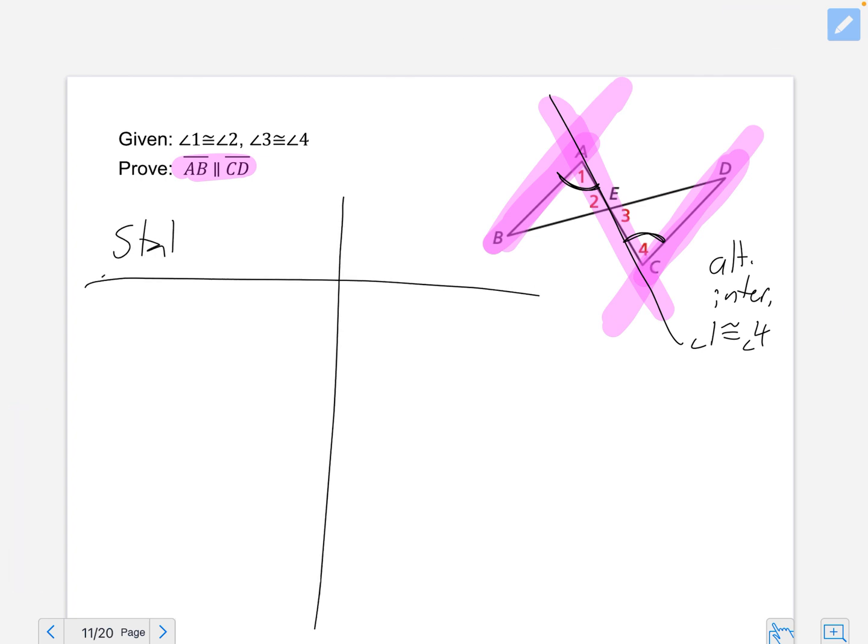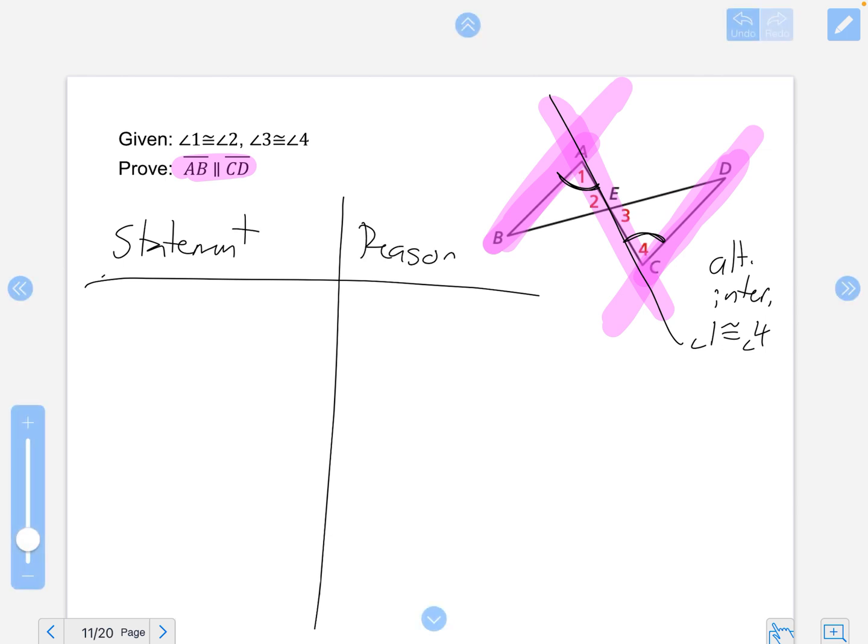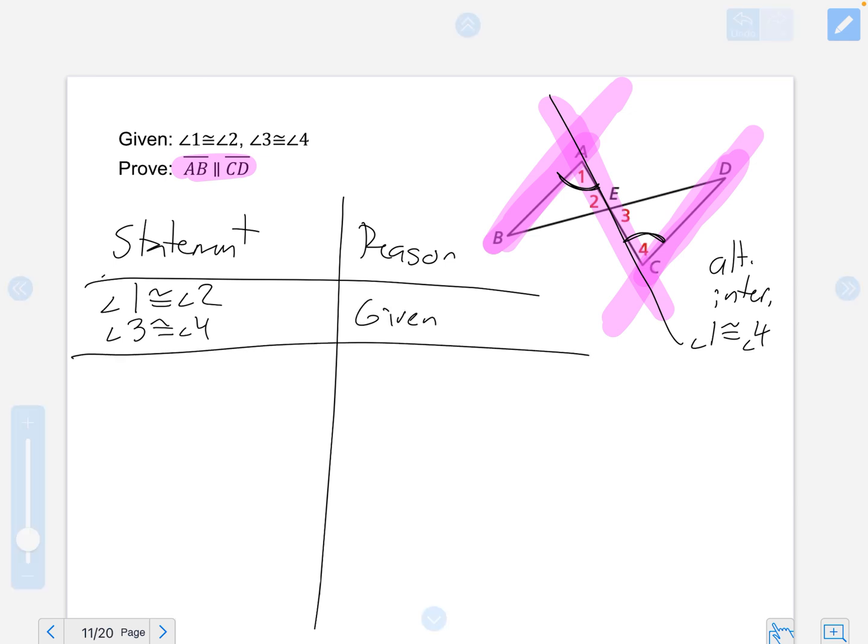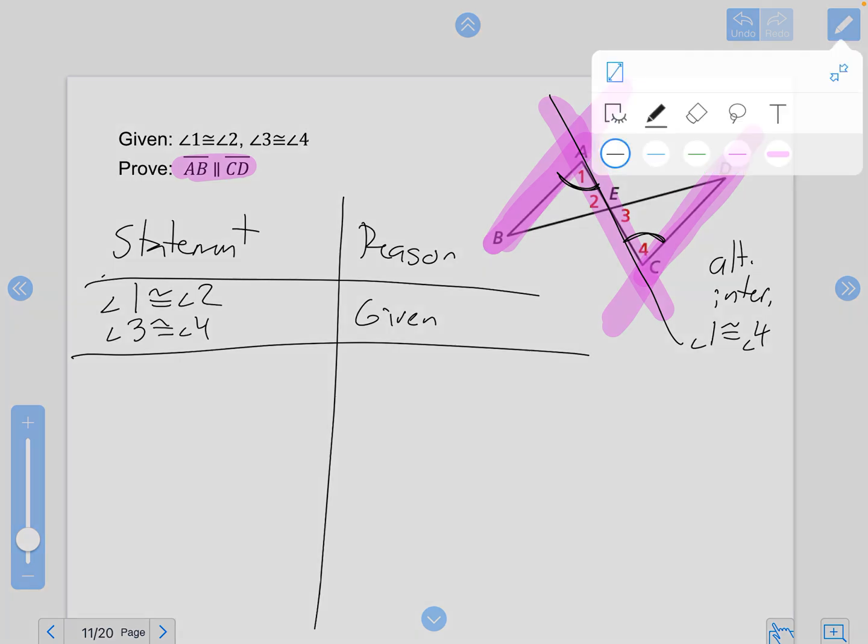So statement, reason. I'm going to put both givens in the same spot. Angle 1 is congruent to 2, angle 3 is congruent to 4, and that's our given. None of them overlap, so I can't use transitive. There's not a lot of places I can go, so now let's look at our diagram.